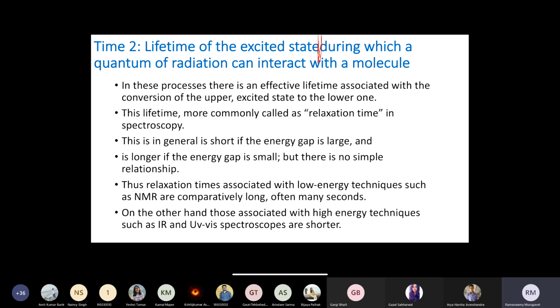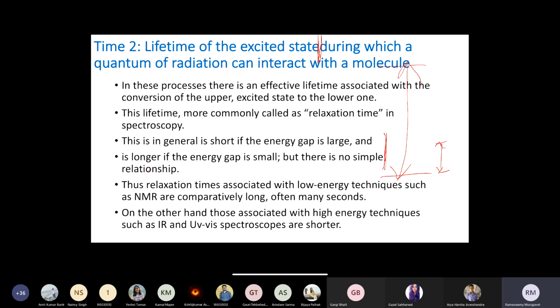In spectroscopy, this is in general short if the energy gap is large. If the energy gap, that is, from the ground state to the excited state, is very large, the lifetime is small. On the other hand, if the gap is small, the lifetime is large. I think you should remember they're inversely related to each other. If the energy gap is large, it just falls off fast, so the lifetime is small. And these 2 points you must remember.